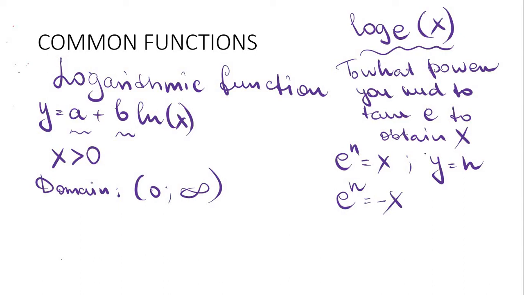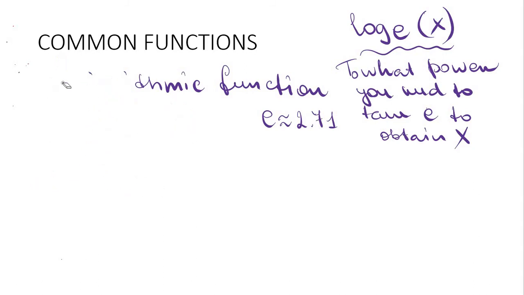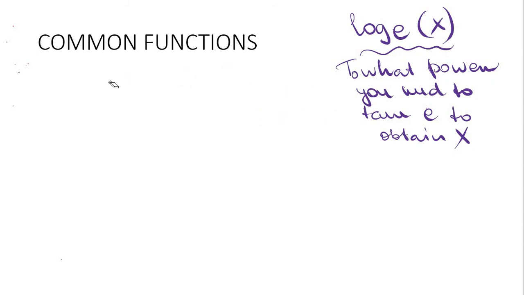And it's impossible, because first of all, e is a positive number. It's approximately equal to 2.71. So this value does not exist and y does not exist if x is negative. So reflecting this, we know that for our function x equal to 0 will be an asymptotic value.